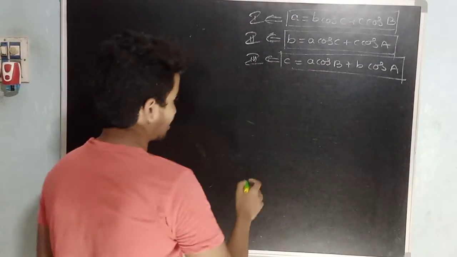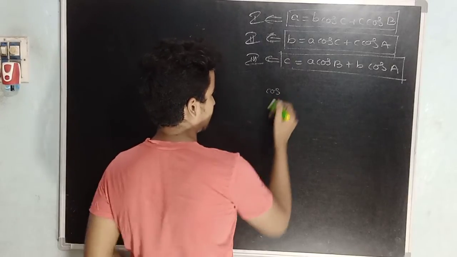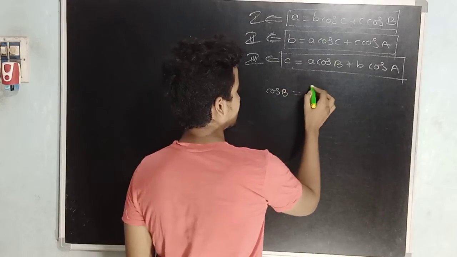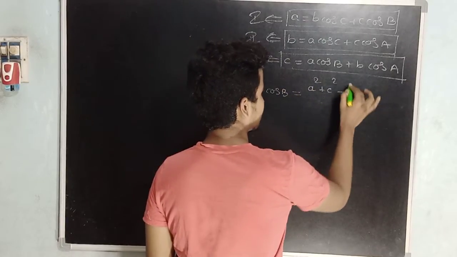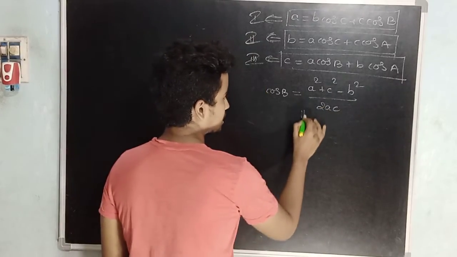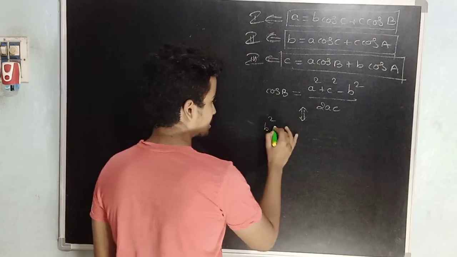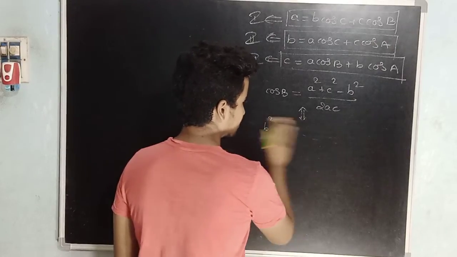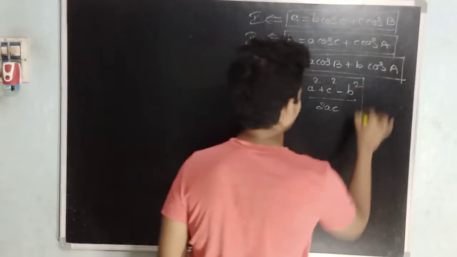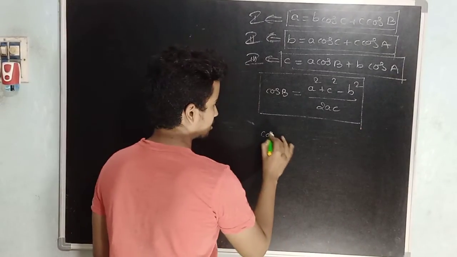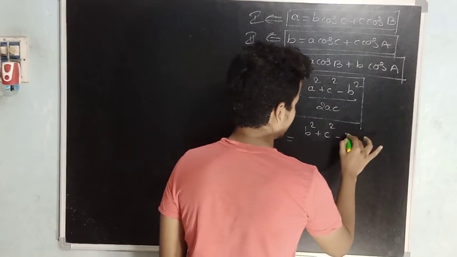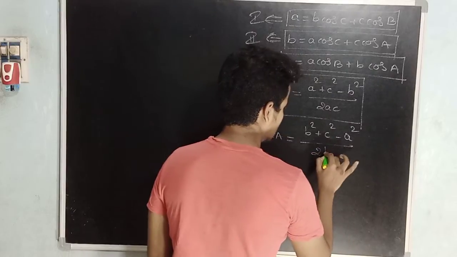Let me write those formulas again. Cos b is nothing but a square plus c square minus b square by 2ac. It can also be written as b square is equal to a square plus c square. Now let me write it finally. Here is one formula, and cos a is equal to b square plus c square minus a square by 2bc.